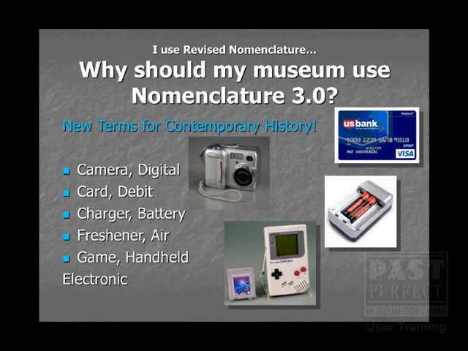There are also a lot of new terms for more contemporary history type artifacts as you start to see those things coming into your collections. Do note that we are still using the inverted order of terms, so rather than a digital camera, it would be camera, digital. Another example is game, handheld, electronic. Well, I know this is a Game Boy, so what you can do is use the term game, handheld, electronic as the object name, and then in other name field or a title or a descriptor field, you can put Game Boy.